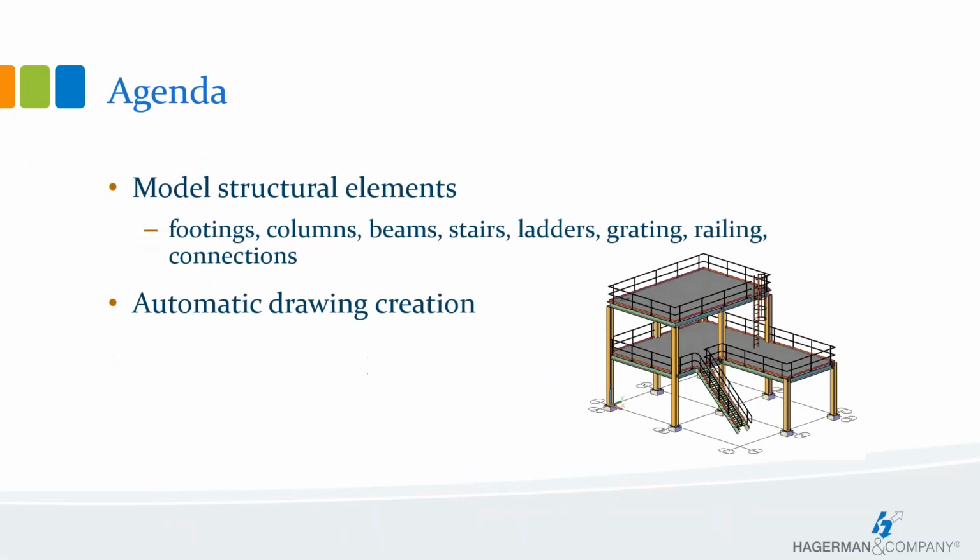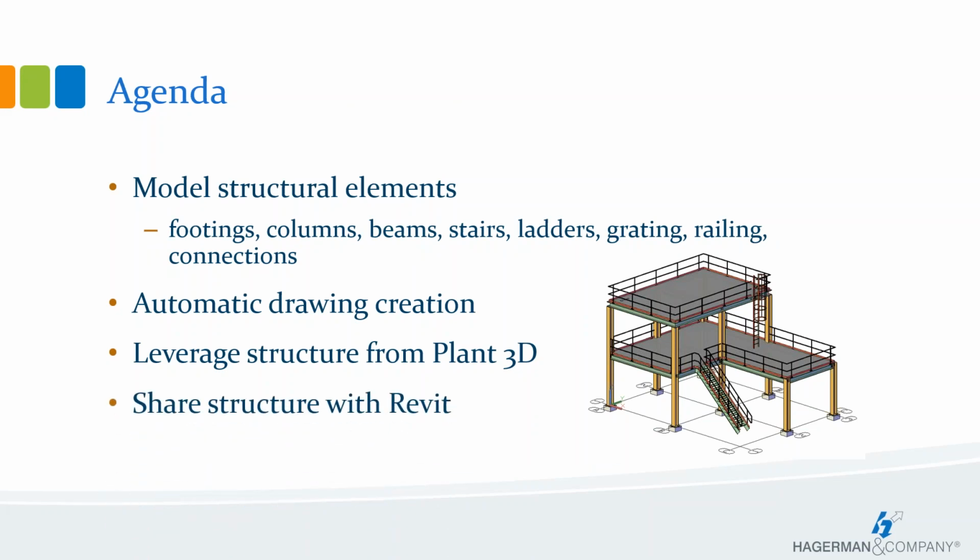Here's what we're going to do today. We have some structure already started and we are going to finish it. You'll see how to create a few things like columns and beams, footings, some stairs. We'll do some railing, a cage ladder, and a few connections. Then I'll show you how the software generates detail and fabrication drawings.